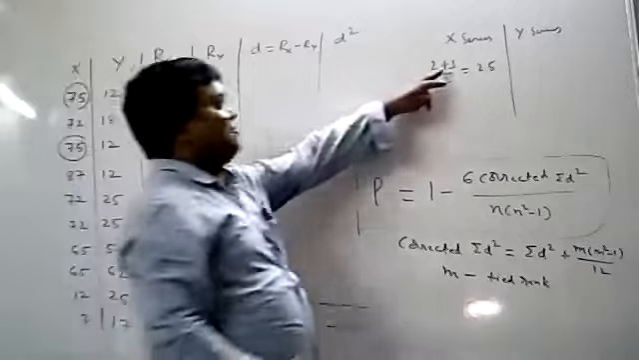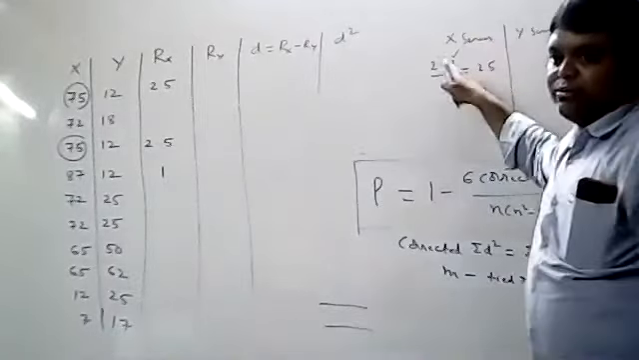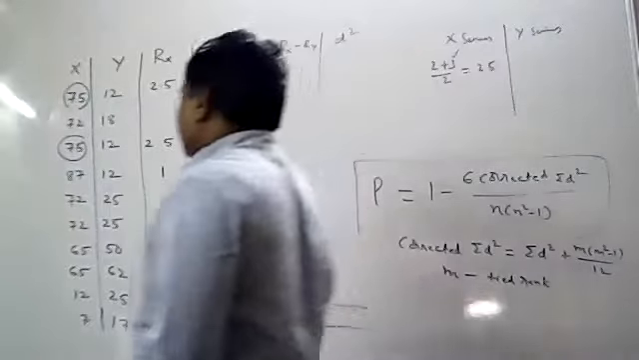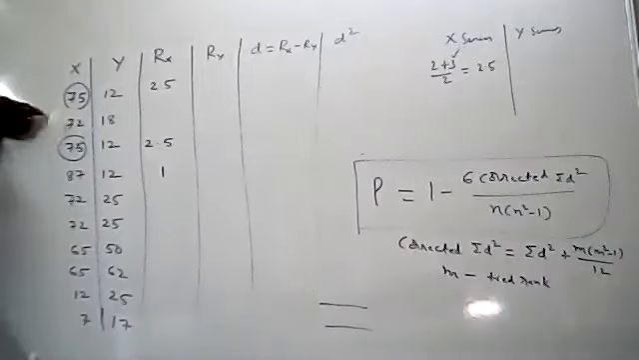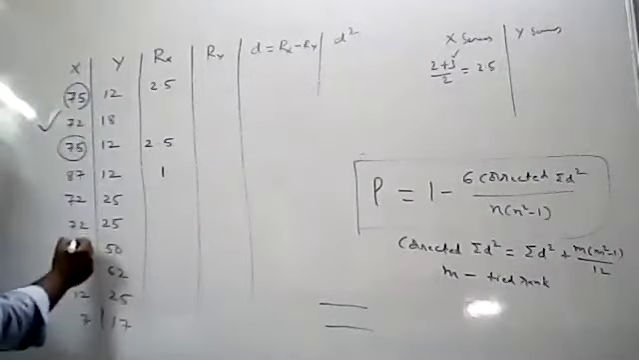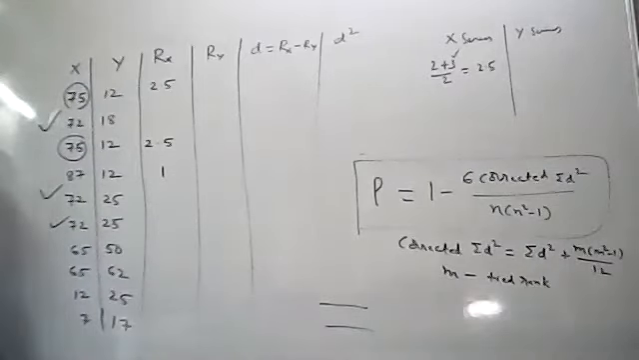Now how many ranks are finished? 3 ranks are finished. Now you have to assign the 4th rank. Next highest value. What is the next highest value? 72. How many times is 72 there? 1, 2, 3. 3 times it is there.